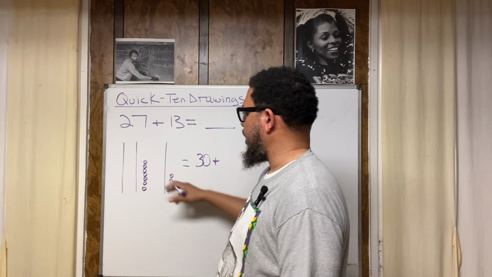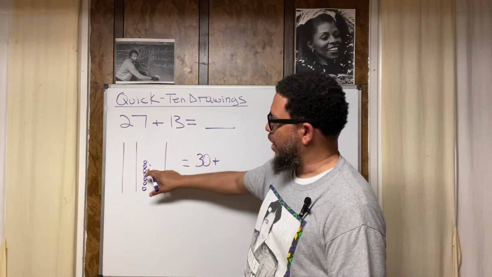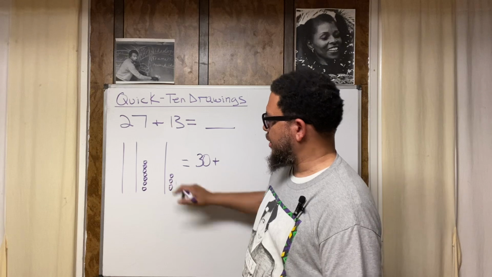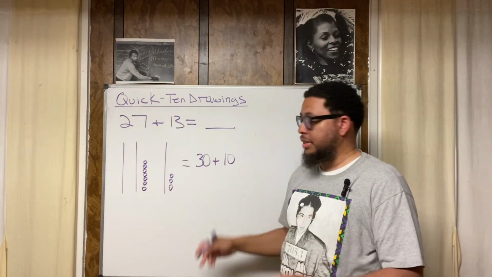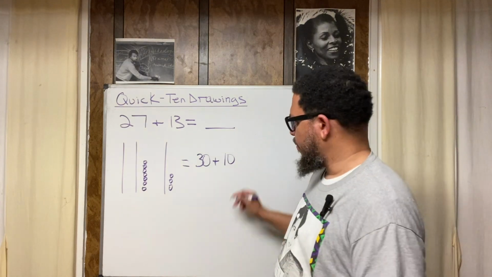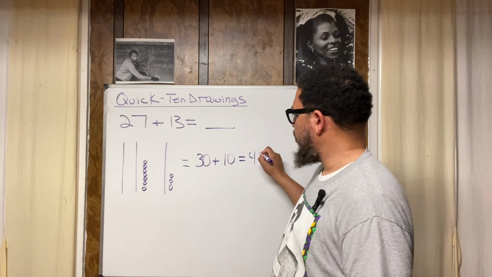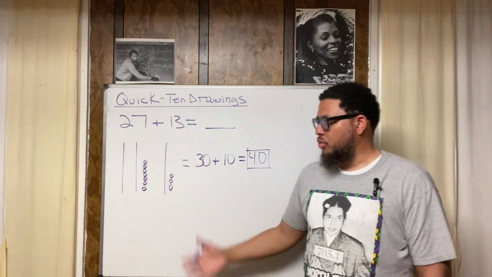Then I put a plus sign. Then I count up all my ones. Count them up. 1, 2, 3, 4, 5, 6, 7, 8, 9, 10. That's 10. So I do that. Now I got 30, which is 3 10s, and I got 10, which is 1 10. Altogether, how many 10s we got? That's 4. So our answer is going to be 40. That's our final answer. And we use a quick 10 drawing to do that.